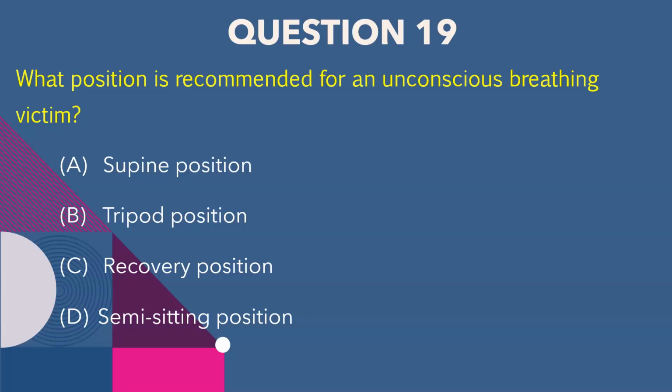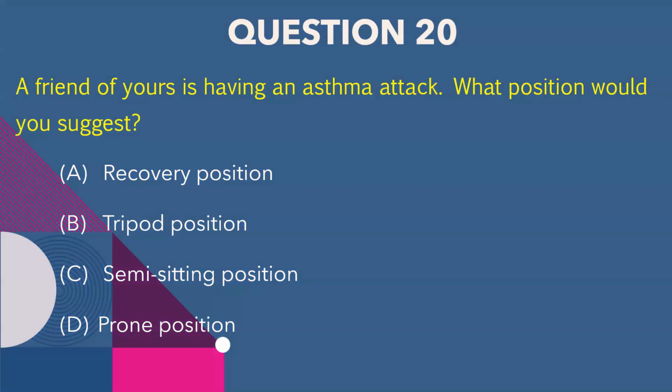A friend of yours is having an asthma attack. What position would you suggest? A. Recovery position. B. Tripod position. C. Semi-sitting position. D. Prone position.